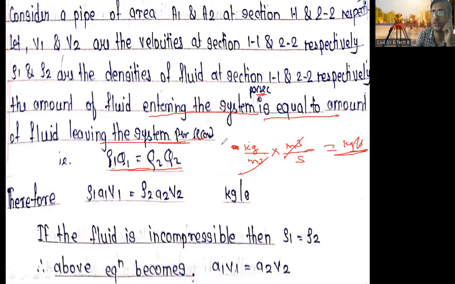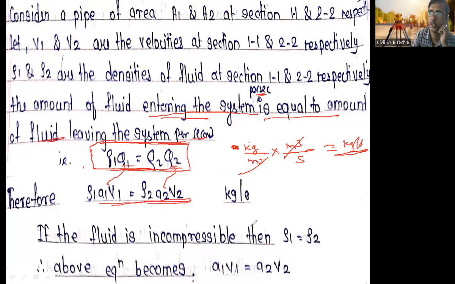This is the general formula. It can be used for either liquid or gases. The amount of fluid entering the system per second is equal to the amount of fluid leaving the system per second. Instead of Q1 and Q2, it can be represented like this: A1 V1 and A2 V2. So therefore, we can say that rho 1 A1 V1 is equal to rho 2 A2 V2.